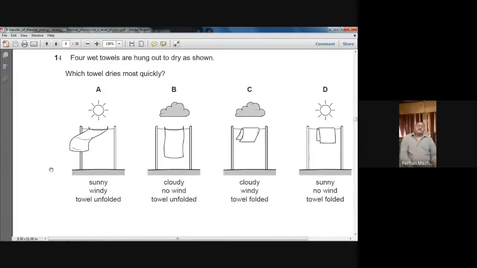Question number 14. Four wet towels are hung out to dry as shown. Which towel dries most quickly? So what do you think? A, yes. Sunny and windy conditions. The rate of evaporation will be fastest. So A is the right option.